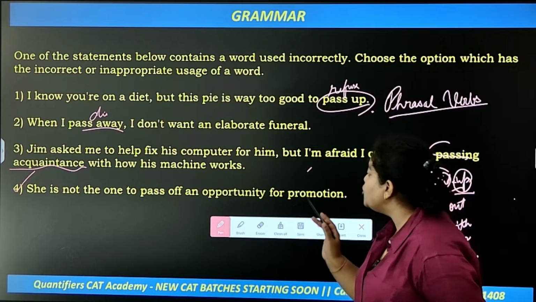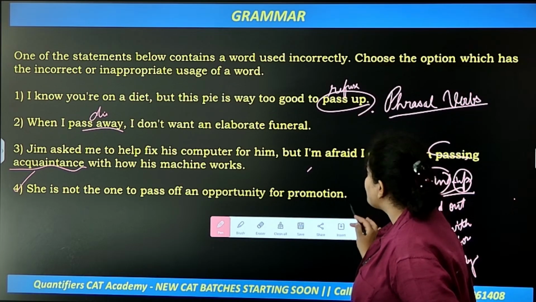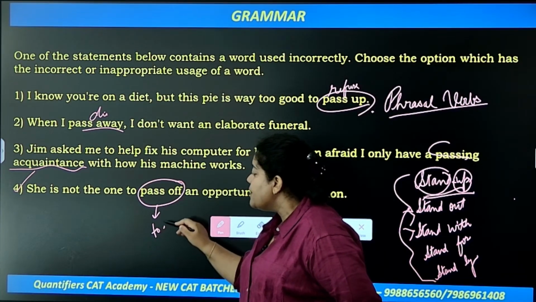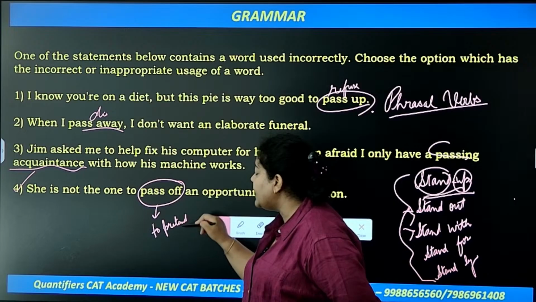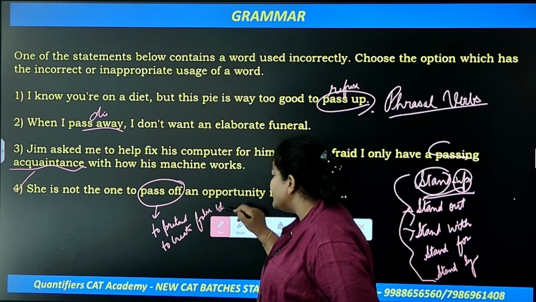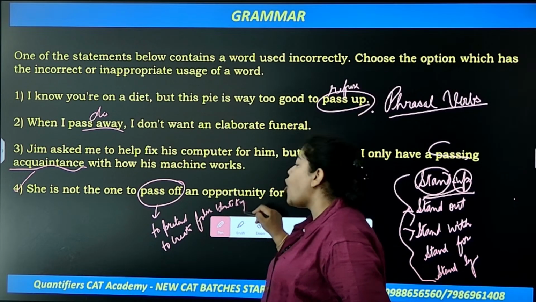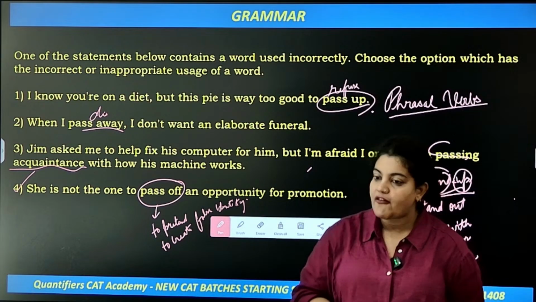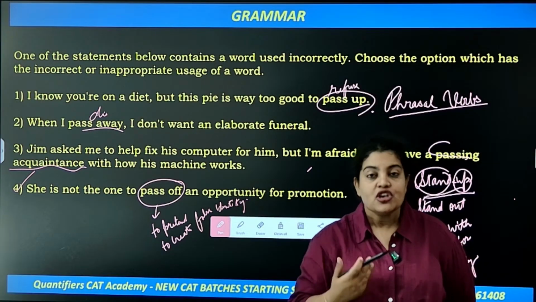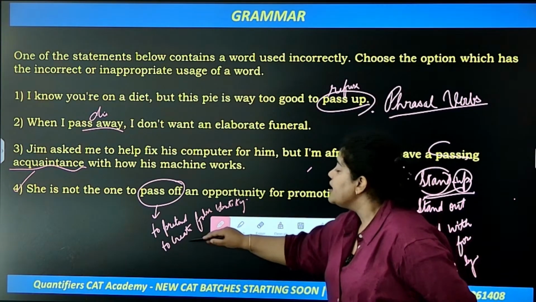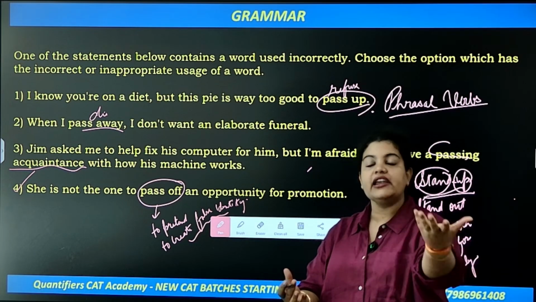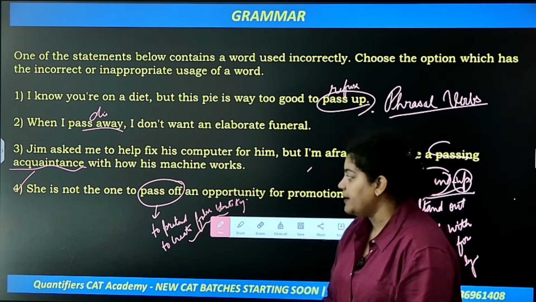She is not the one to pass off an opportunity for promotion, okay? So pass off is basically when you pretend to create a false identity. That's what I would say, okay? To pretend to create a false identity. So maybe let's say the con men passed off blue glass material as sapphire to me, okay? So he passed off, that means what did he do? He created the false identity of that blue glass material as a sapphire, okay? So that's the clue.